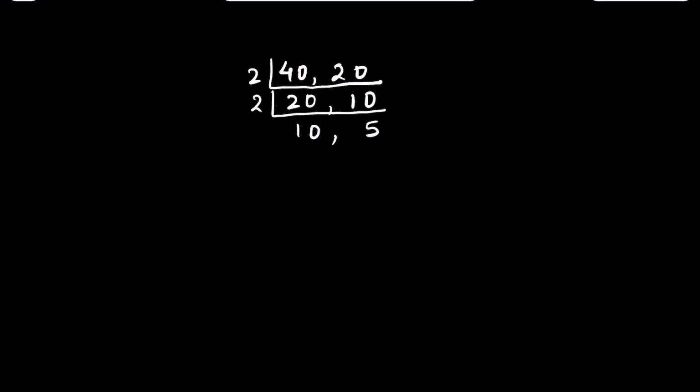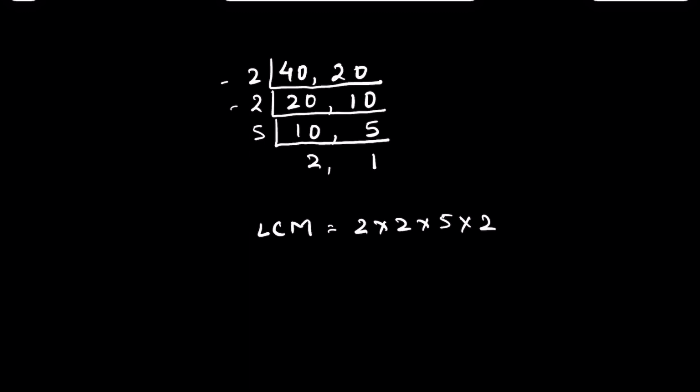Now these two numbers will be divisible by 5. So 5 times 2 is 10 and 5 times 1 is 5. So LCM will be 2 multiplied by 2 multiplied by 5 multiplied by 2. This and this. So LCM is 40.